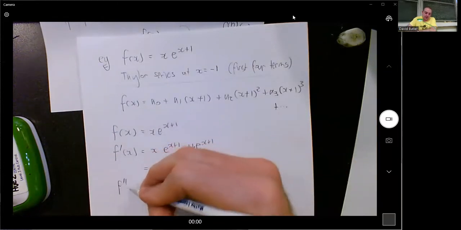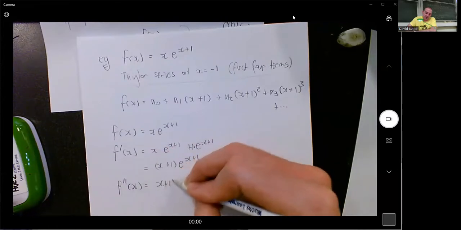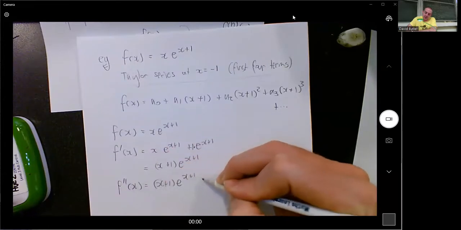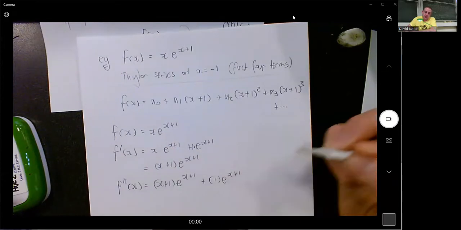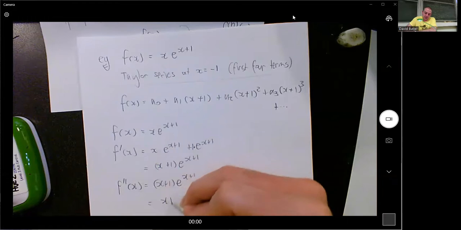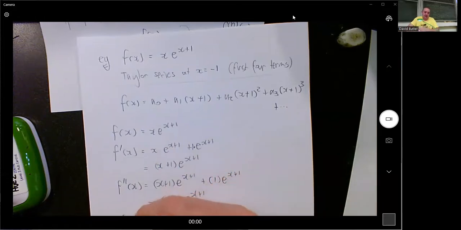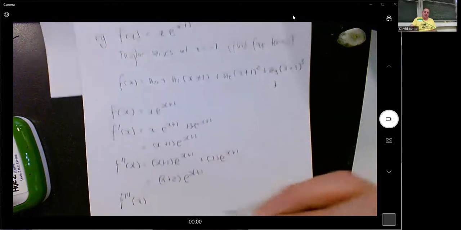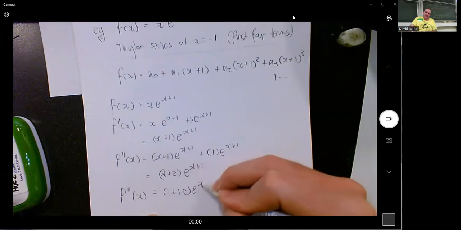And the second derivative would be keep the x plus 1, differentiate the e to the x plus 1, and then differentiate the x plus 1, and keep the e to the x plus 1. And so I've got now x plus 2 e to the x plus 1. Oh, wow, look at that. I've got a guess now. The third derivative looks like it's going to be an x plus 3 times e to the x plus 1.